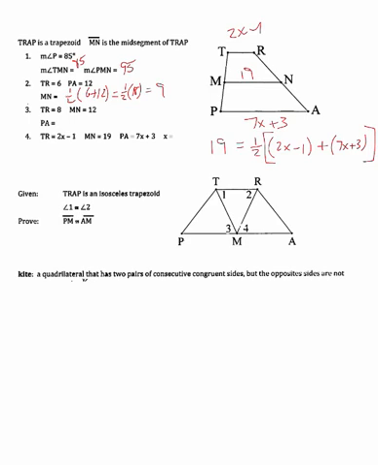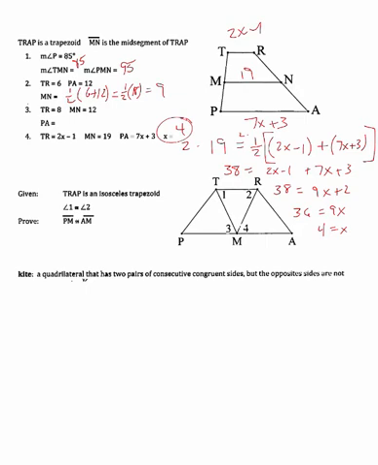The simplest way to work with the 1/2, in my opinion, is to multiply both sides by 2. So you would say 38 has to equal that 2x minus 1 plus 7x plus 3. And now I can solve this equation. 38 is going to equal 9x plus 2, which means 36 is going to equal 9x, which means my x when I divide is going to equal 4. So the answer here would be 4.